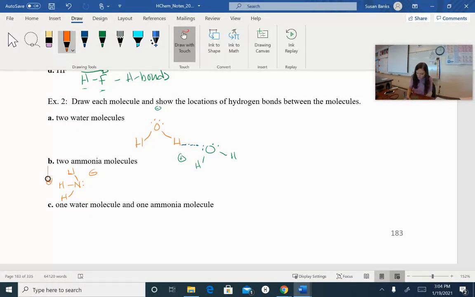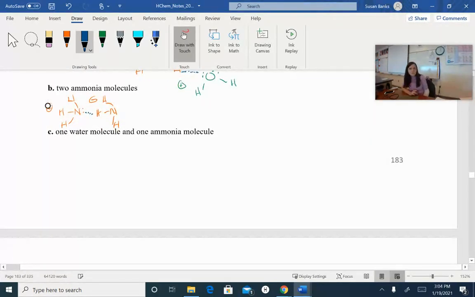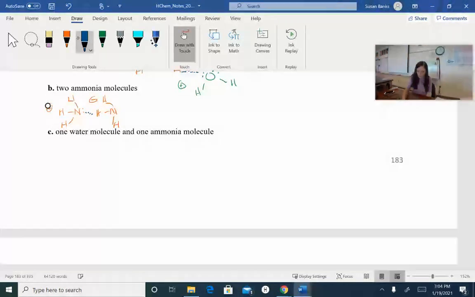So if I draw another ammonia molecule, I'm going to have a hydrogen bond between the hydrogen on one molecule and the nitrogen on the other. Okay? How about a water molecule and an ammonia molecule? Do you want to try this on your own? See if you can make it work. You ready to check?